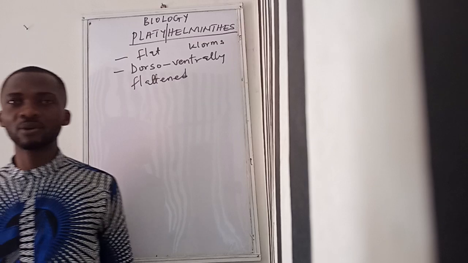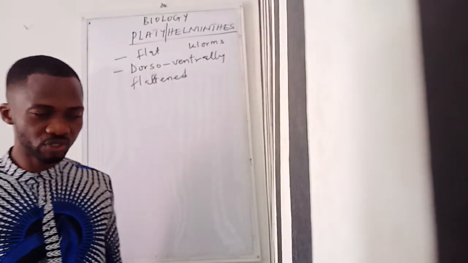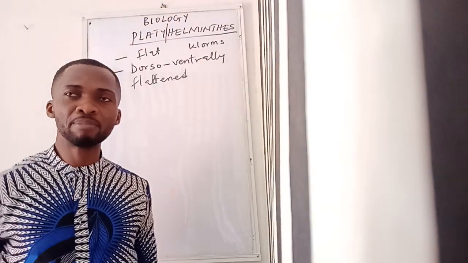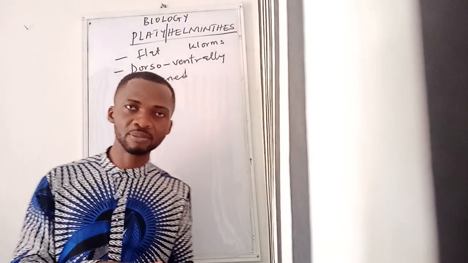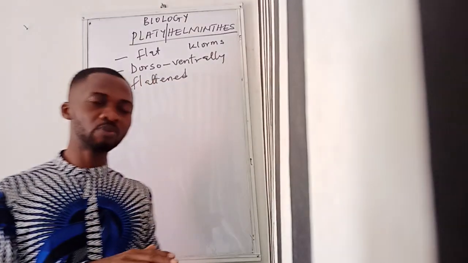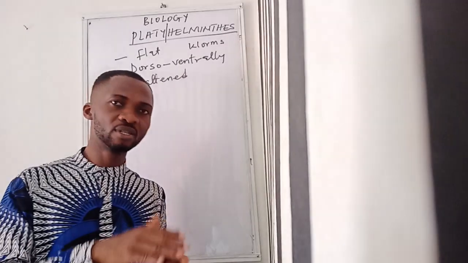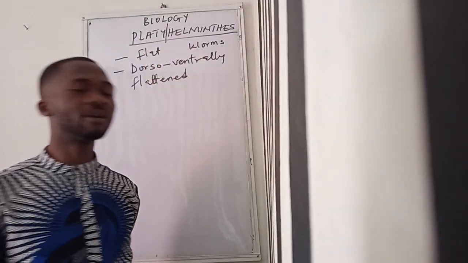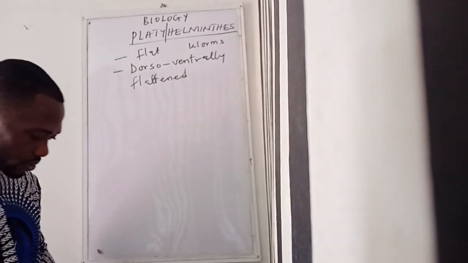So, when you say that an organism is dorsoventrally flattened, that means that at the front view and the back view, that organism is flat. And this is one of the peculiar characteristics of this flatworm, especially the tapeworm. They are usually flat, ventrally and dorsally. That is what we mean by dorsoventrally flattened. The front view and the back view.